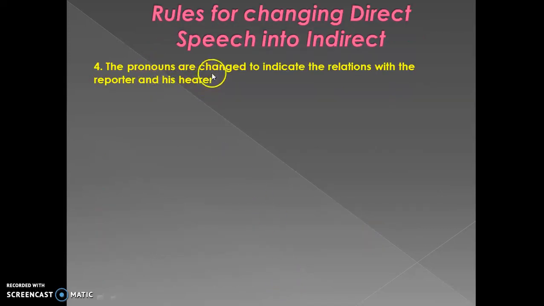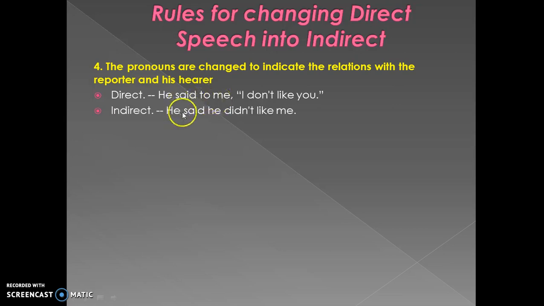The pronouns of the direct speech are changed according to the relations with the reporter and his hearer. Example: he said to me, "I don't like you." Note the pronouns in this sentence. He and me. These are the two pronouns I have to take into account. So, the indirect would be written as he said he didn't like me.